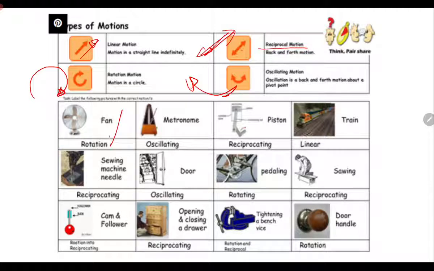Fan is the example of rotational motion. Metronome is an example of oscillating motion. Piston is the example of reciprocating motion. Train is the example of linear motion. Sewing machine is the example of reciprocating motion. Door is the example of oscillating motion. Pedaling is nothing but rotating motion. Sewing is reciprocating motion again. Cam and follower is rotation and reciprocating motion. Opening and closing of a drawer is reciprocating motion. Tightening a bench vise is rotation and reciprocation, and door handle is rotation. So these are the various examples of different types of motion.